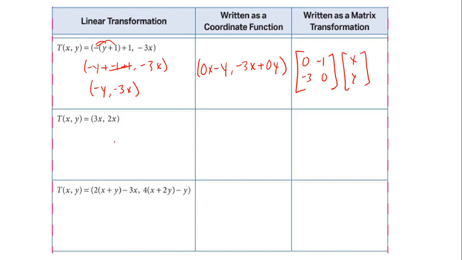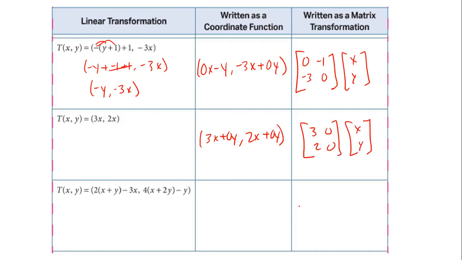We did good. All right, this one, I have no y's. So it'd be 3x plus 0y, comma, 2x. Yep, there we go. So my matrix looks like 3, 0, 2, 0, and the variables x, y. Yes?